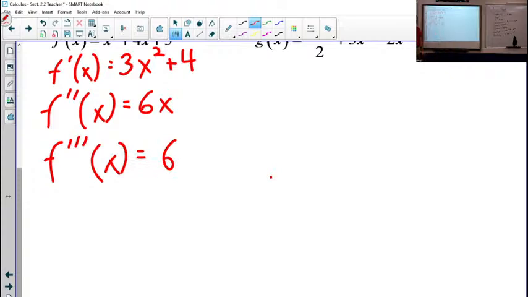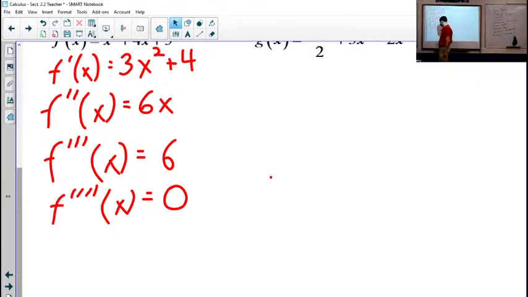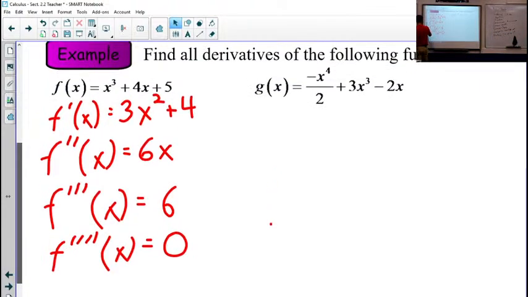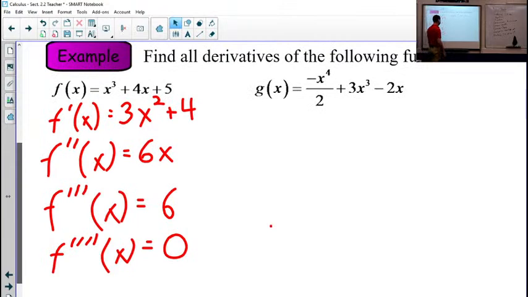There's the third derivative. And then derivative of 6 is 0. And then I'm not going to write the derivatives after that because they're all 0. So go ahead and try the same thing with the next example. Take all the derivatives down until you get to 0.